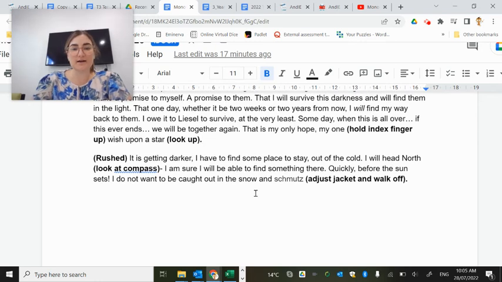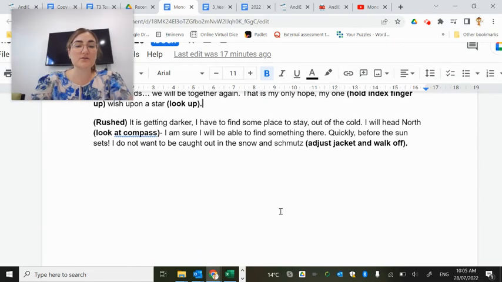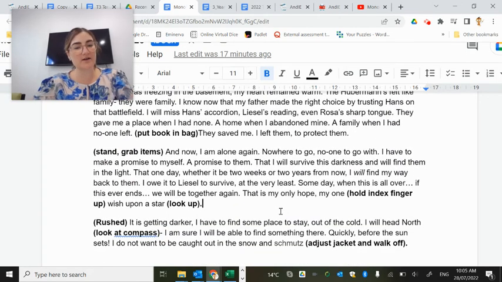It is getting darker. I have to find some place to stay out of the cold. I'll head north. I'm sure I'll be able to find something there. Quickly before the sun sets. I do not want to get caught out in the snow and schmutz. So that is how it ends. He ends up making a decision to go and try and find somewhere where he can shelter. He has some new purpose to his life. He is going to survive, if only just to find them again at the end of the war. So he becomes hopeful towards the end.